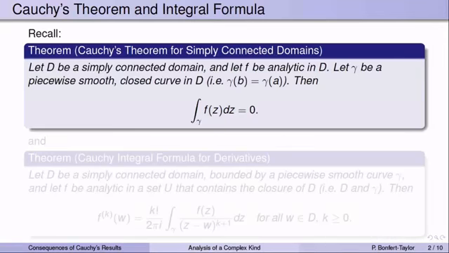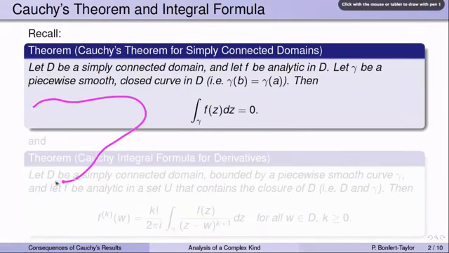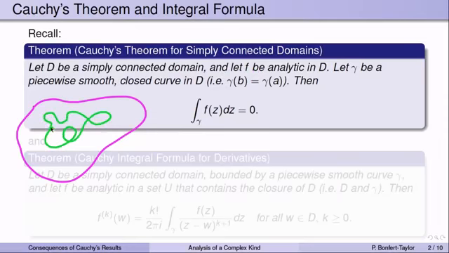Let me remind you of Cauchy's theorem for simply connected domains and also of Cauchy's integral formula that we studied during the last lectures. Cauchy's theorem says the following. Suppose D is a simply connected domain, so again that simply means it's an open, connected set, so it's in one piece, and has no holes. And let f be an analytic function that's defined in D. Suppose gamma is a piecewise smooth closed curve in D, so gamma is some kind of curve, and it starts and ends at the same point. That's what makes it closed. Then the integral over gamma, f of z dz, is equal to 0.